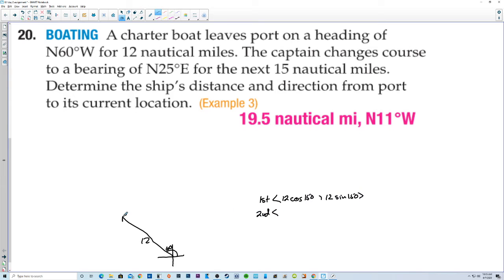Then we'll get the second part of the leg. And let's see, that's 25 degrees on the east side of north. And that's right there, 25 degrees. So this is 25 degrees, but we need the unit circle measurement, which is going to be 65 degrees. Now that's 15, right? Yeah, that's 15. So 15 cosine of 65 and 15 sine of 65.